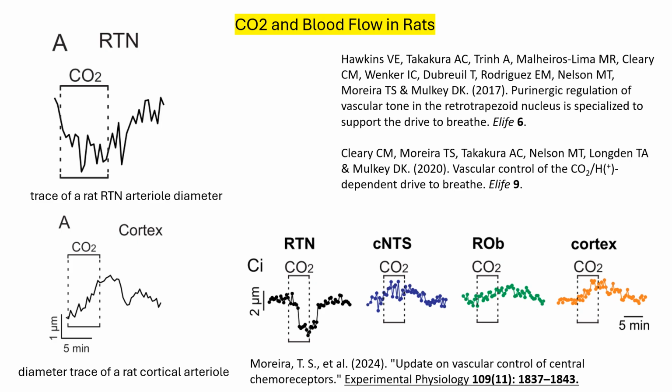The upper left trace of a rat arteriole in the medullary retrotrapezoid nucleus, where the central chemoreceptors are located, shows a reduction in vessel diameter when CO2 is administered. This result contrasts with the rat cortical arteriole diameter shown in the lower left trace. On the lower right, arteriole diameters from several locations in the brain react to CO2. These rat experiments support the idea that cortical and medullary vascular control differs, and that CO2-induced vasodilation does not occur in the region of the central chemoreceptors in rats. But what about humans?